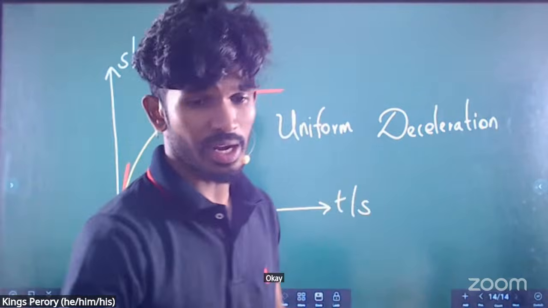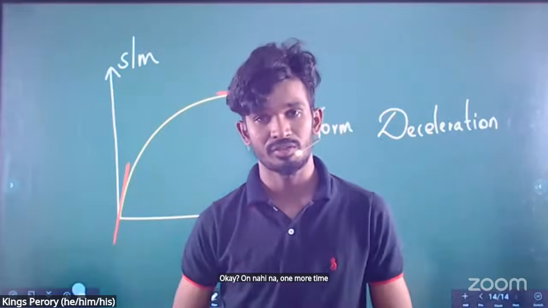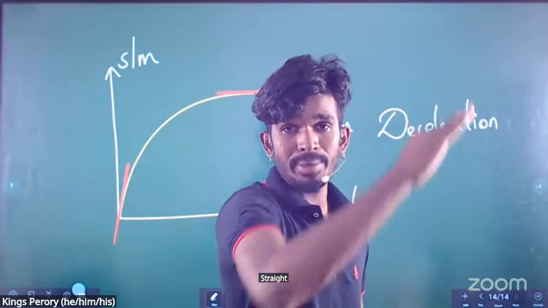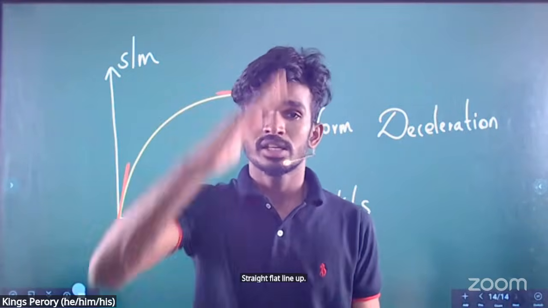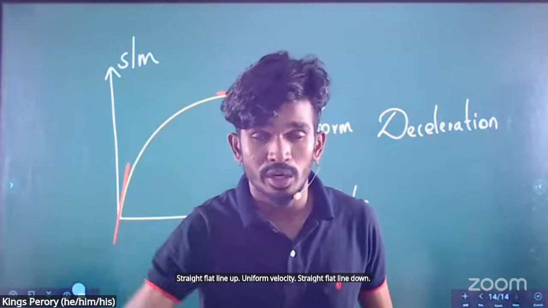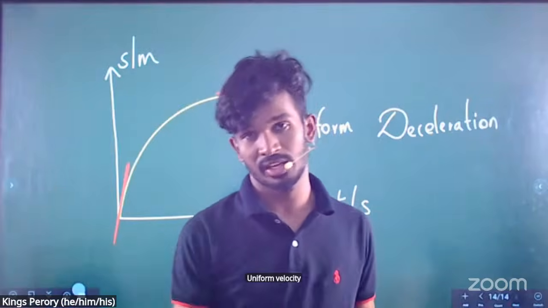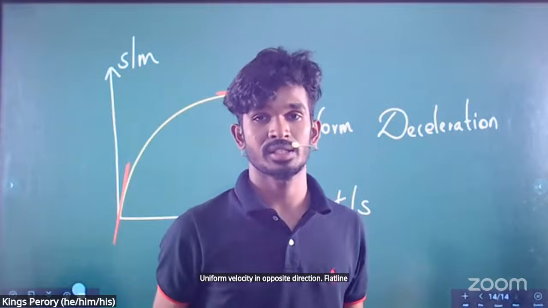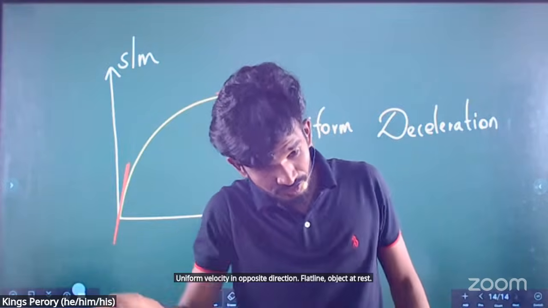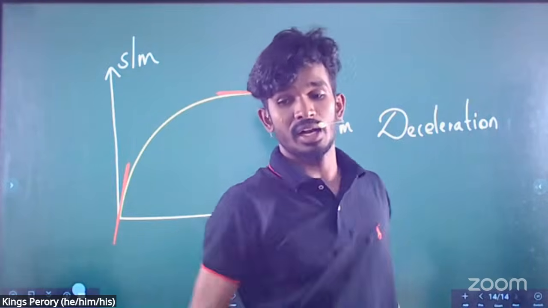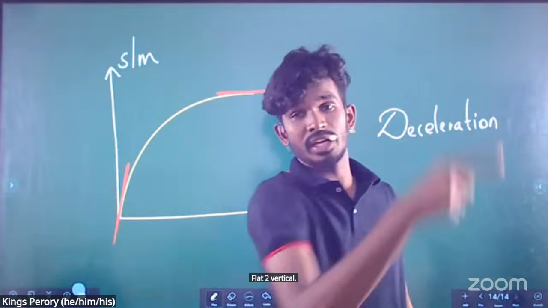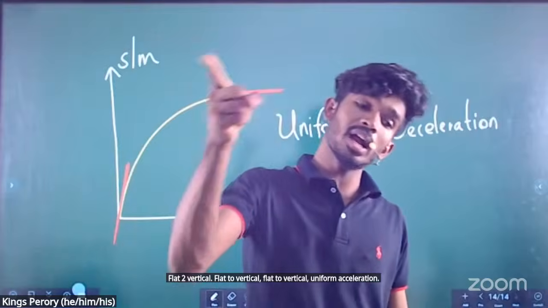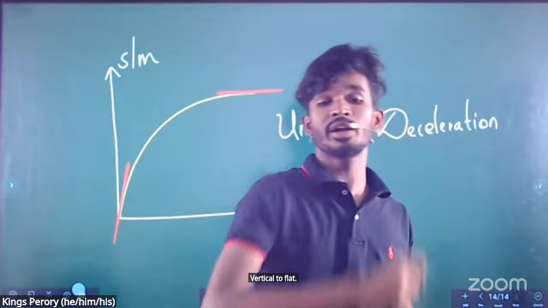Okay. One more time. ST graph, displacement time graph. Straight flat line up, uniform velocity. Straight flat line down, uniform velocity in opposite direction. Flat line, object at rest. Flat to vertical, flat to vertical, flat to vertical, uniform acceleration. Vertical to flat, uniform deceleration.